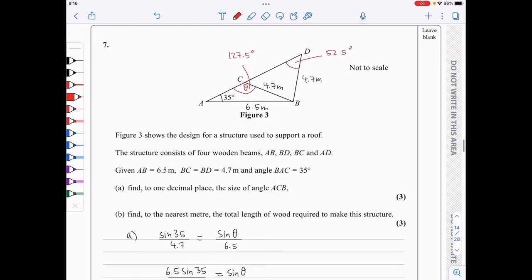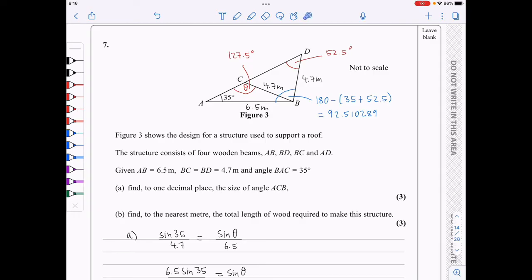Now, part B, we need to find the total length of wood required to make this structure. So we've got 1, 2, 3 lengths. We've got this. We need this here. So what we could do is find the angle ABD, which will simply be 180 minus 35 plus 52.5, which turns out to be 92.510289. Notice that I'm using full accuracy throughout the working out.